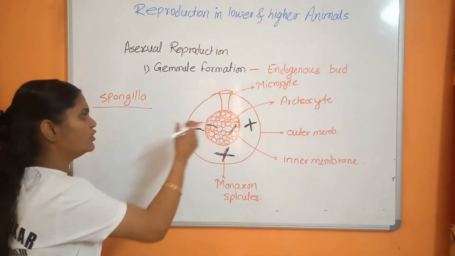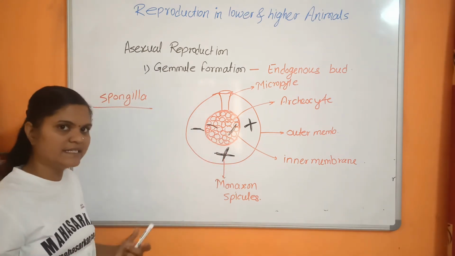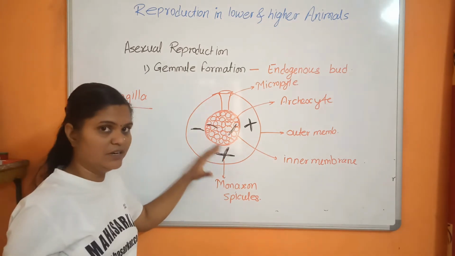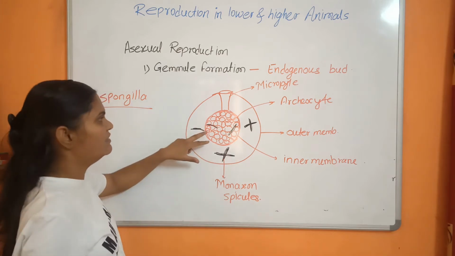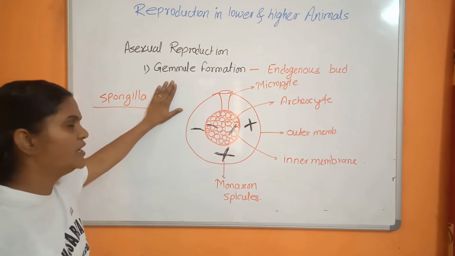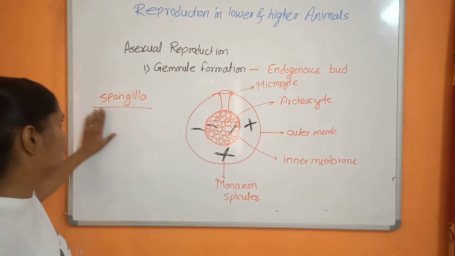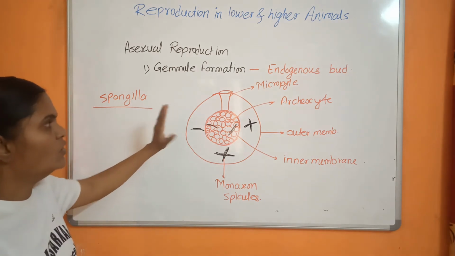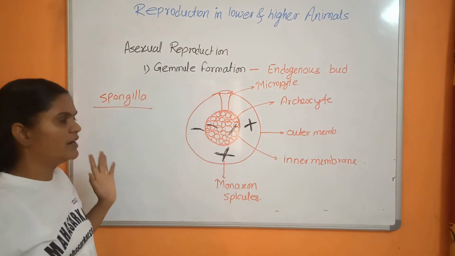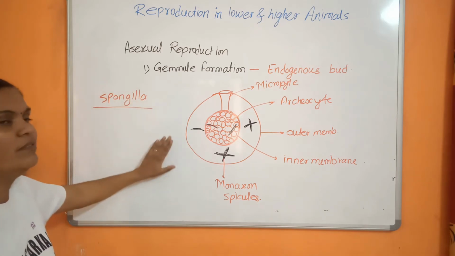When favorable conditions return, these archaeocytes hatch and produce new organisms. That means when favorable conditions return, these archaeocytes produce new organisms. Such reproduction takes place in poriferans, that is Spongilla. Such buds are produced inside the body of that organism. Freshwater sponges, Spongilla, show such gemmule formation.